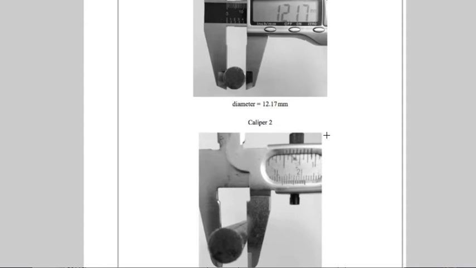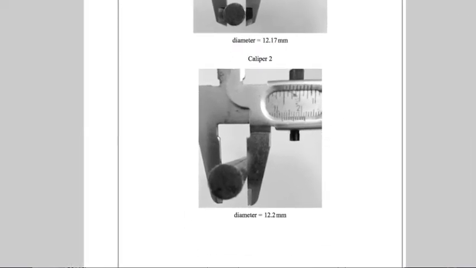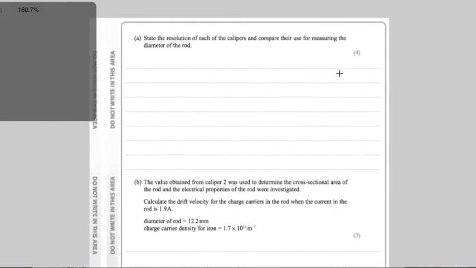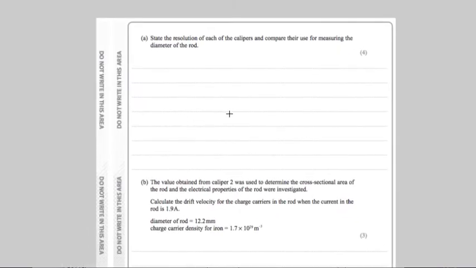So the first one gives a reading of 12.17, the second one gives a reading of 12.2. State the resolution of each of the calipers and compare their use for measuring the diameter of the rod. So caliper 1 had a resolution of, it was taking measurements to the nearest 0.01 millimeter, and caliper 2 had a resolution of 0.1 millimeter.